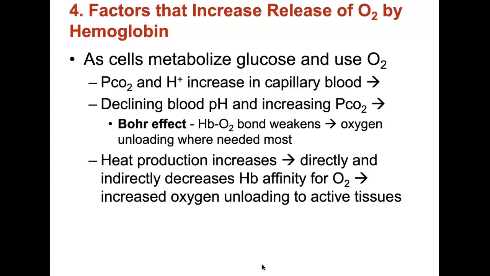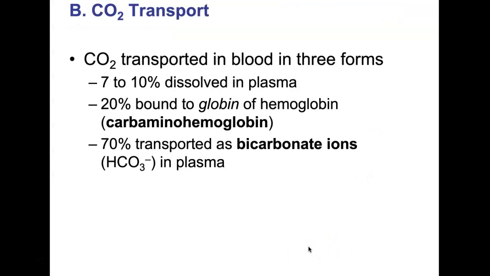Patients with carbon monoxide poisoning are given hyperbaric therapy if available, or 100% oxygen until the carbon monoxide has been cleared from the body. So let's move over now to how carbon dioxide is transported in the blood. Normally, active body cells produce about 200 milliliters of carbon dioxide each minute, exactly the amount excreted by the lungs. Blood transports carbon dioxide from the tissue cells to the lungs in three forms.